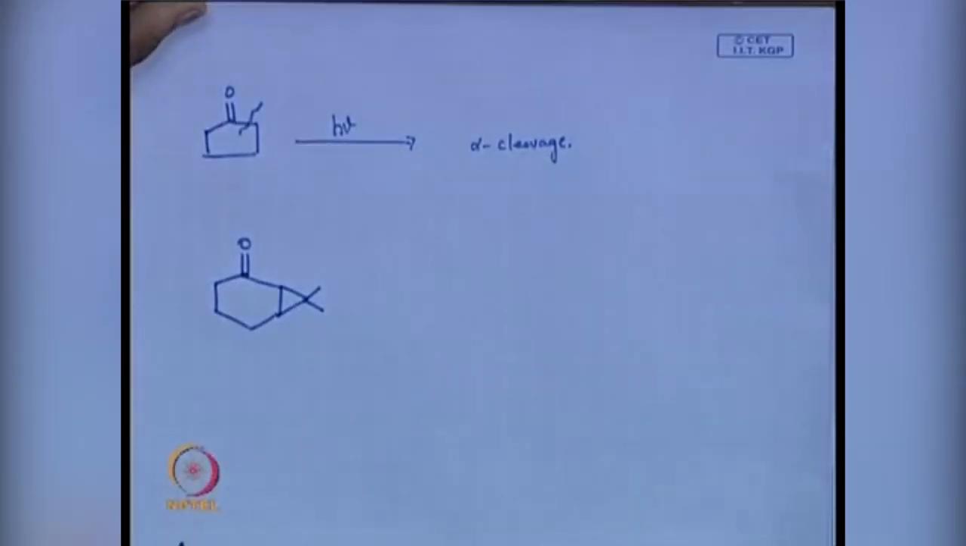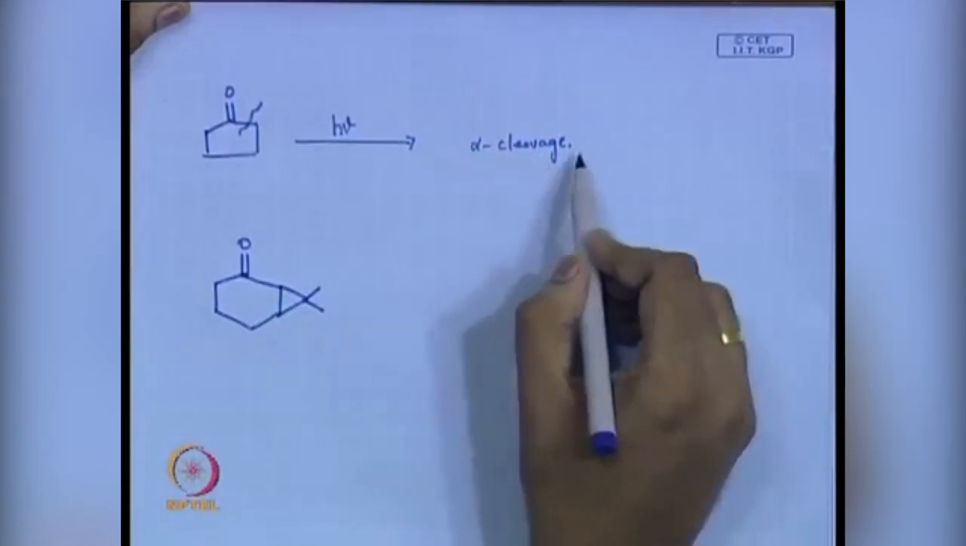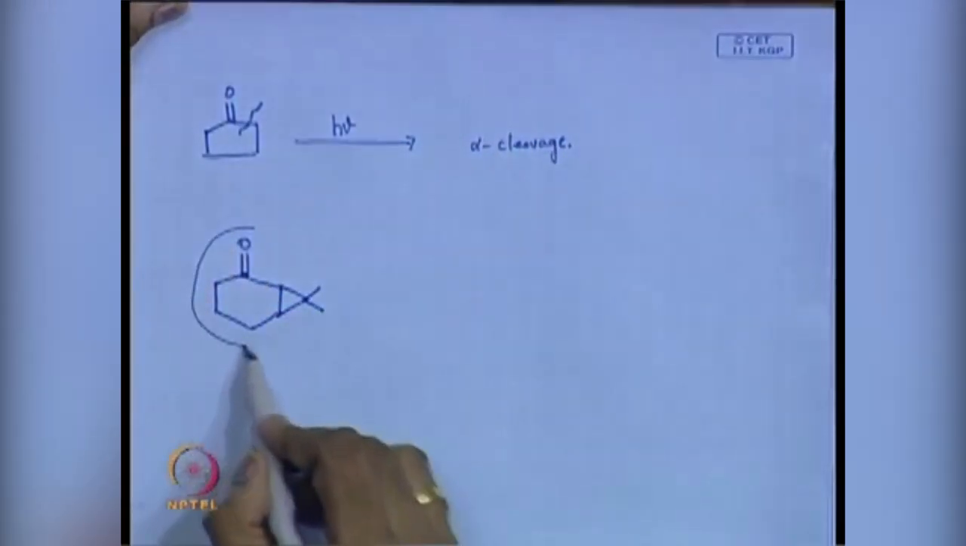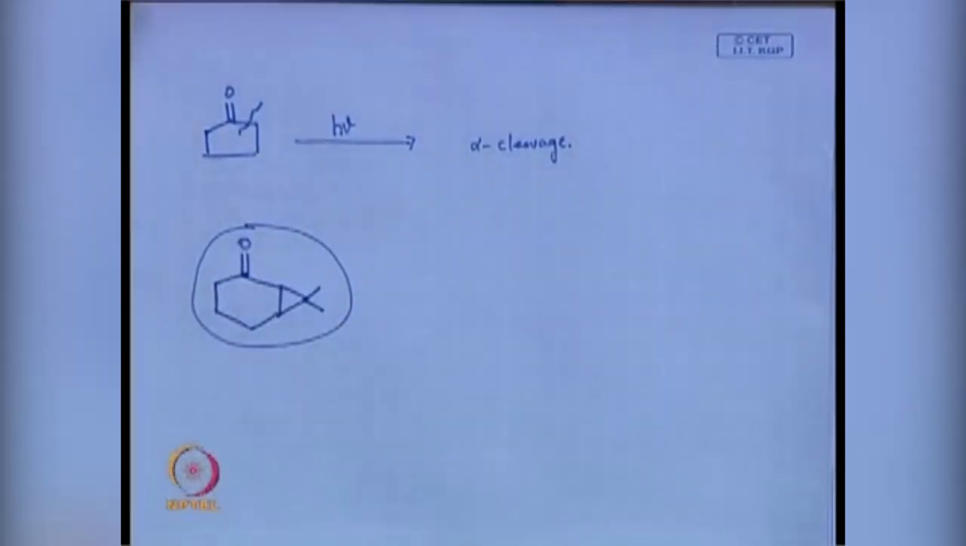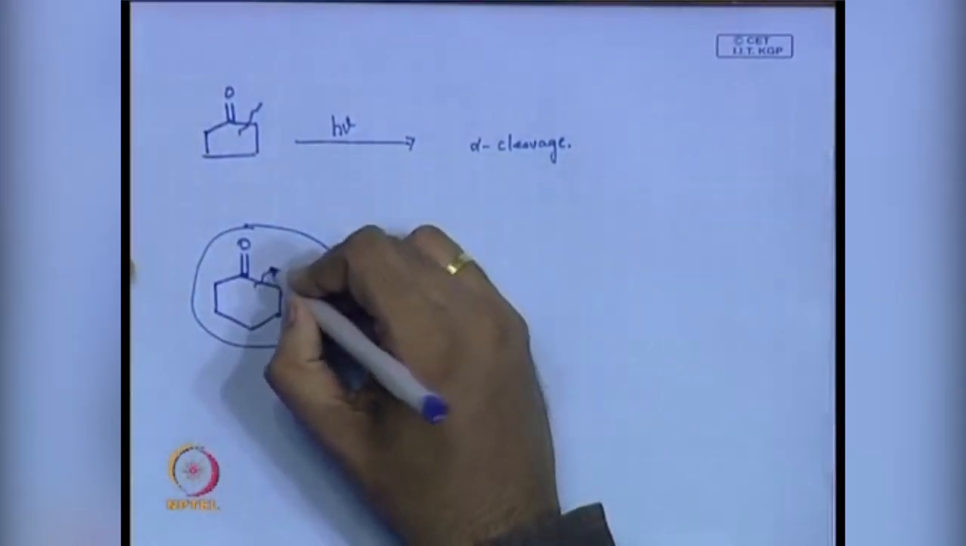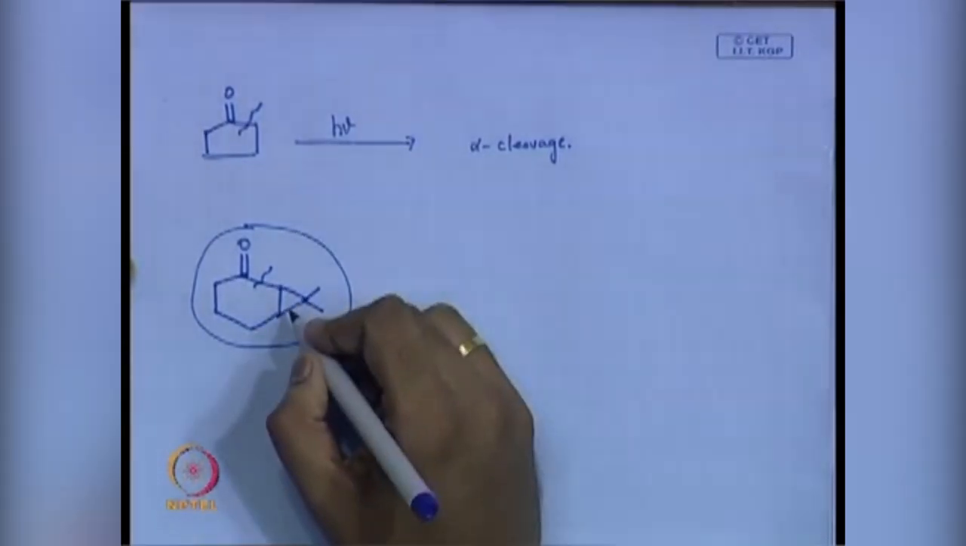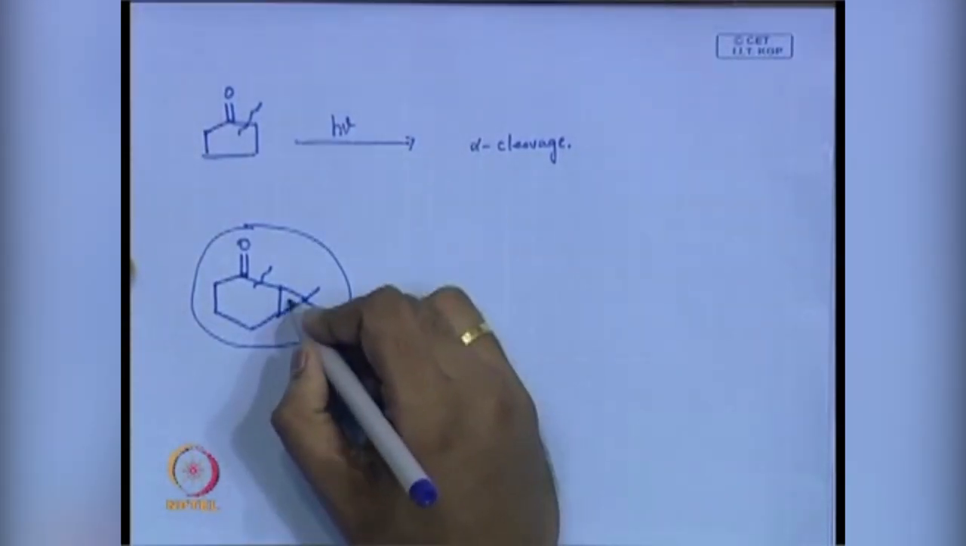Take this example. Since we have written some alpha cleavage here, I want you to put some insight on this reaction and see what type of chemistry can happen, whether you can see an alpha cleavage reaction here or you will think of something else. Just consider whether you can do a cleavage here, or can I do a cleavage here.